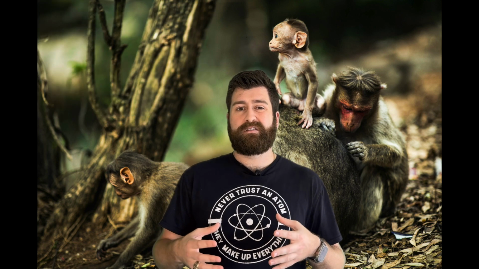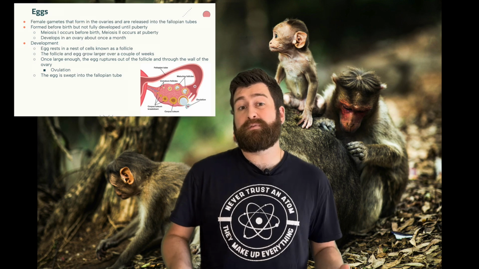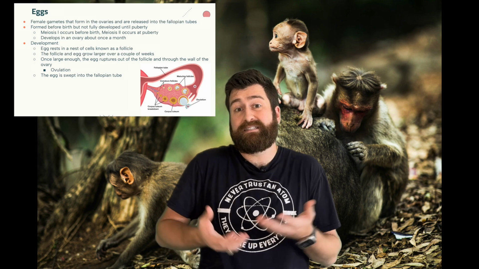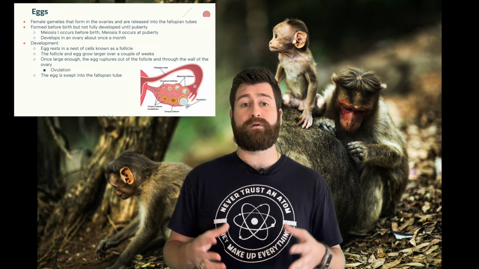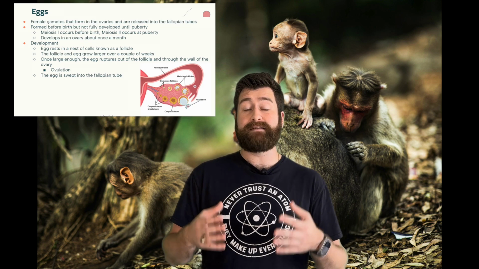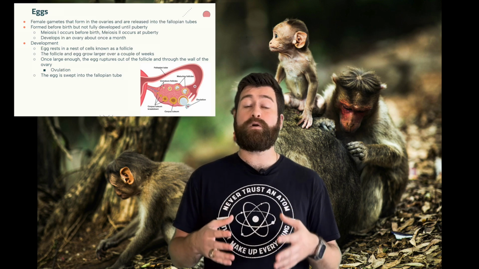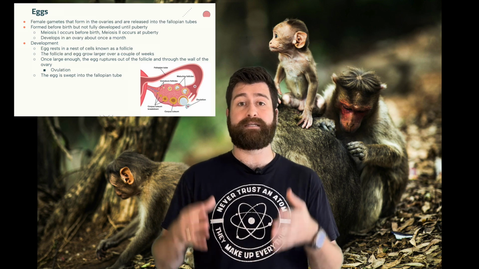Now that we've covered the female reproductive organs, let's move on to the gamete. The female reproductive cell, or gamete, is the egg. Once again, eggs are female gametes that form in the ovaries and are released into the fallopian tubes like we have been covering. As I just mentioned, they are formed before birth, but do not fully develop until the body hits puberty.